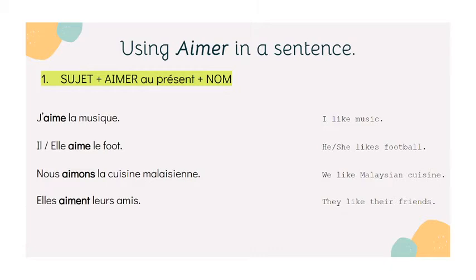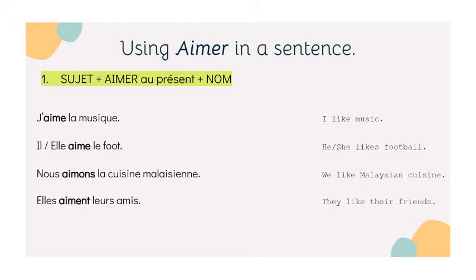Okay, these are a few examples. Kita dah belajar last week. J'aime la musique, I like music, ataupun I love music. Il ou elle aime le foot. Le foot is a short form for football. Nous aimons la cuisine malaisienne, we love or like Malaysian food. Elles aiment leurs amis. They love or like their friends.